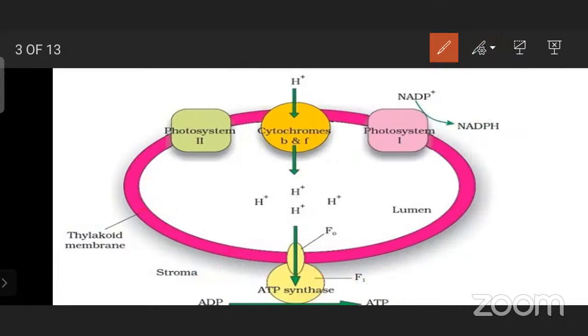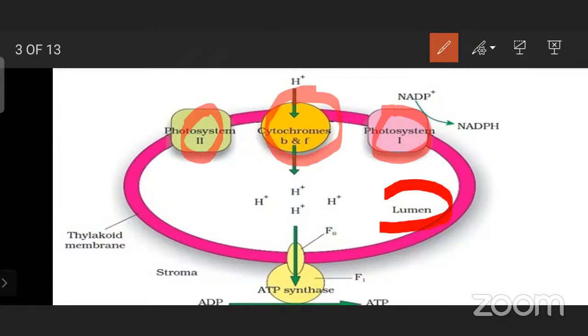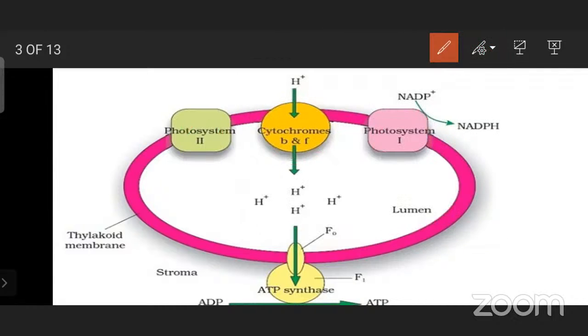So for this, a clear vision of this thylakoid membrane, and the most important systems, photosystem 2, photosystem 1, which is located and having the non-cyclic photophosphorylation taking place, and the important cytochrome is mentioned here. Apart from that, the new thing which you are noticing is a lumen. This lumen is the innermost part of this thylakoid membrane, and you also see here protons.